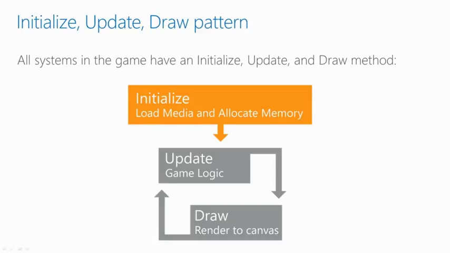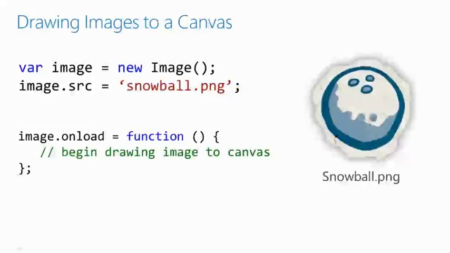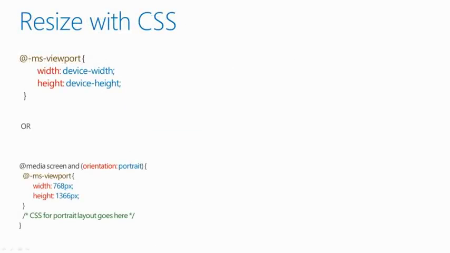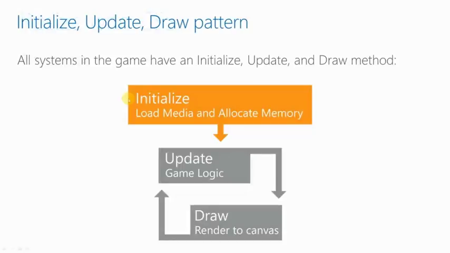Once the object is initialized, we can update it, which is any of its movement, collision data, any kind of changes to that entity. And then the draw section is where we actually take the media image and render it to the canvas element.